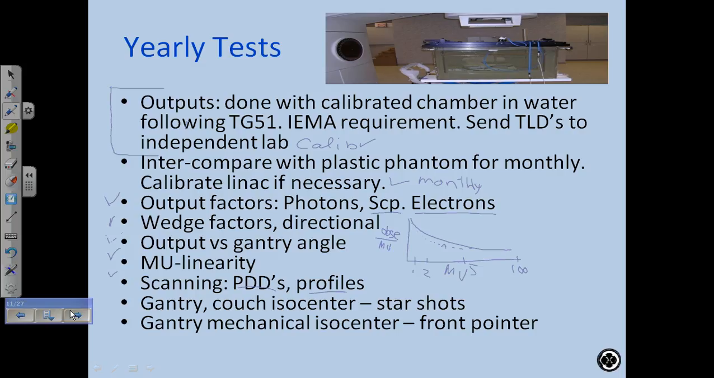Okay. Gantry, mechanical isocenter, front pointer. So for the mechanical isocenter of the gantry, the way I check that is I set up a front pointer to 100, and I put a needle. So here's my couch again.